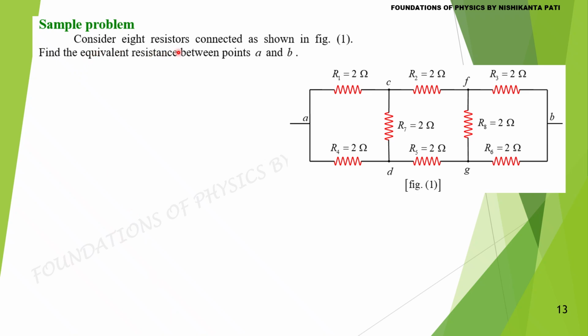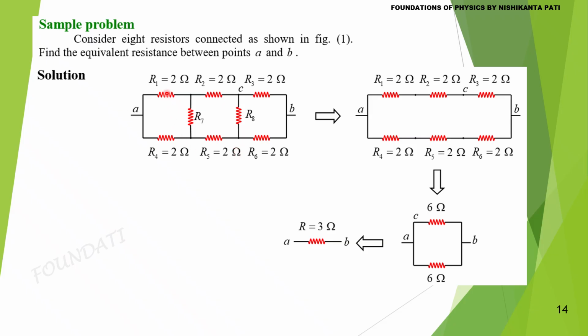Consider 8 resistors connected as shown in the figure. Find the equivalent resistance between A and B. If a battery is connected between A and B, no current will flow through the resistance R7. No current also flows through the resistance R8. So the current distribution will not be changed if we remove these two resistances. Hence, the given circuit is equivalent to like this.